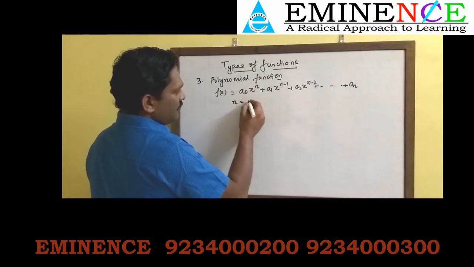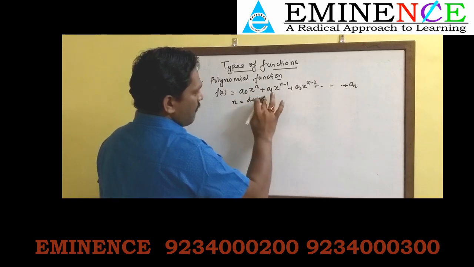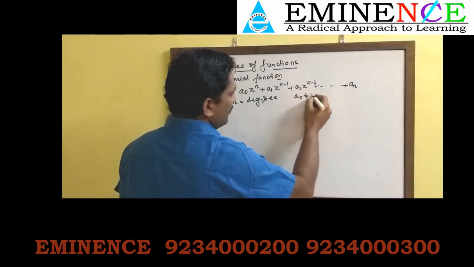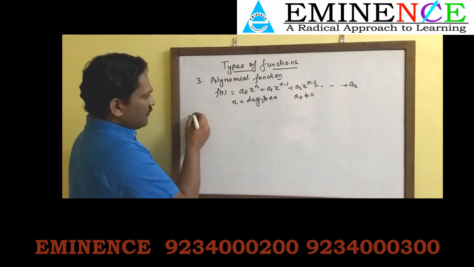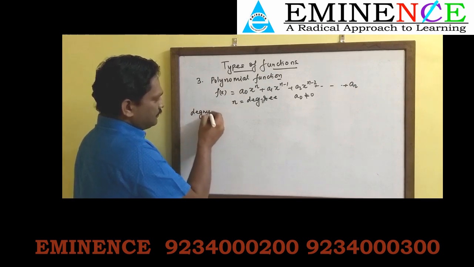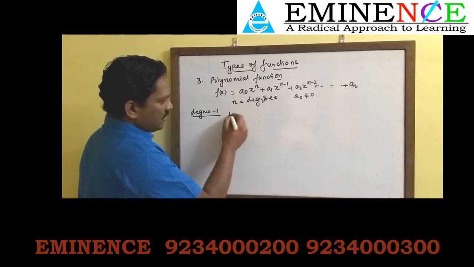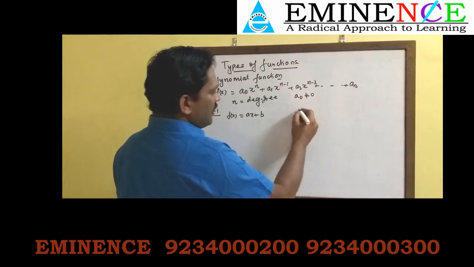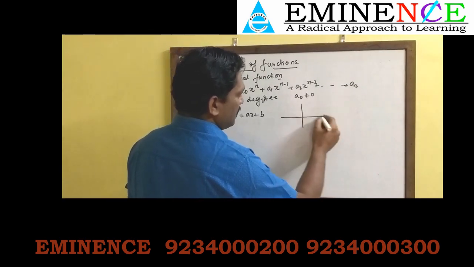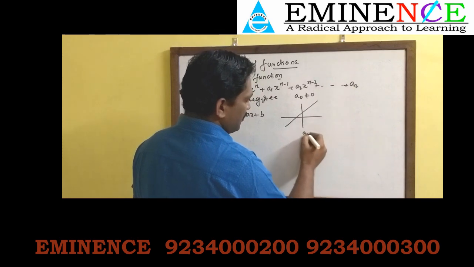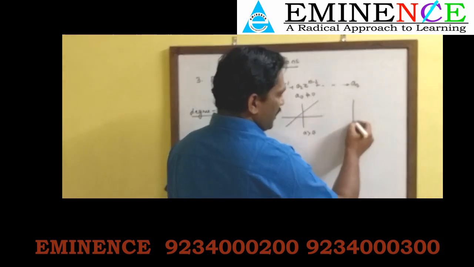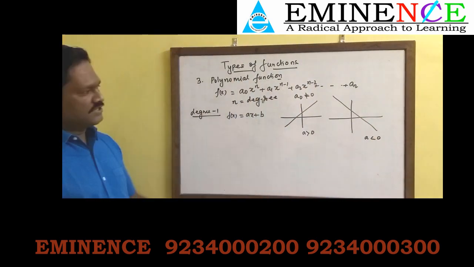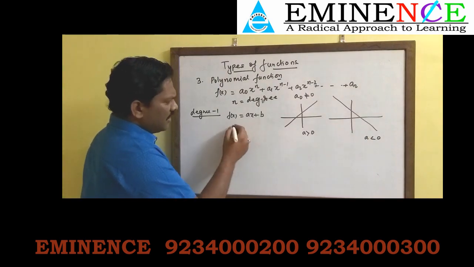n gives the degree of the polynomial and a0 should never be equal to 0. So if I say degree 1 polynomial, it can very well be written in the form ax plus b. Now depending on whether a is positive or negative, this is the kind of graph if a is positive and this is the kind of graph if a is negative. So this is essentially a 1-1 function that is called a linear polynomial.